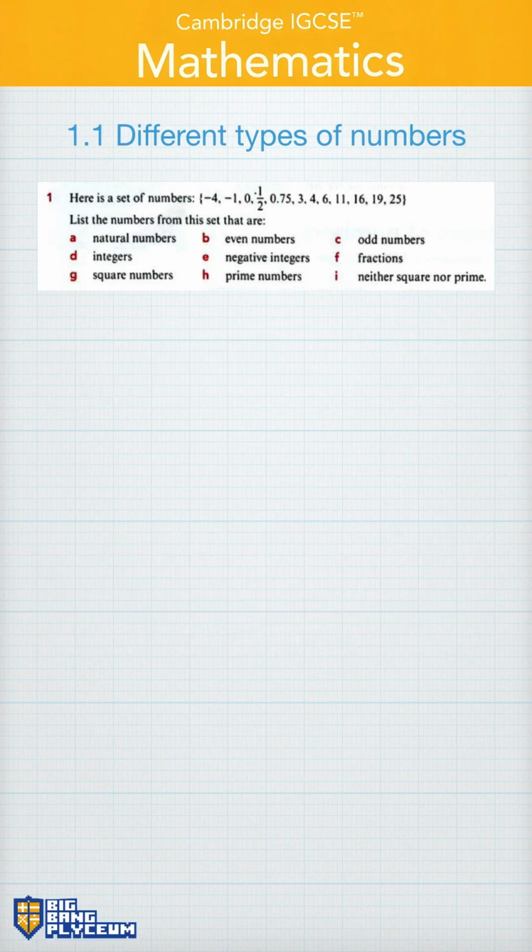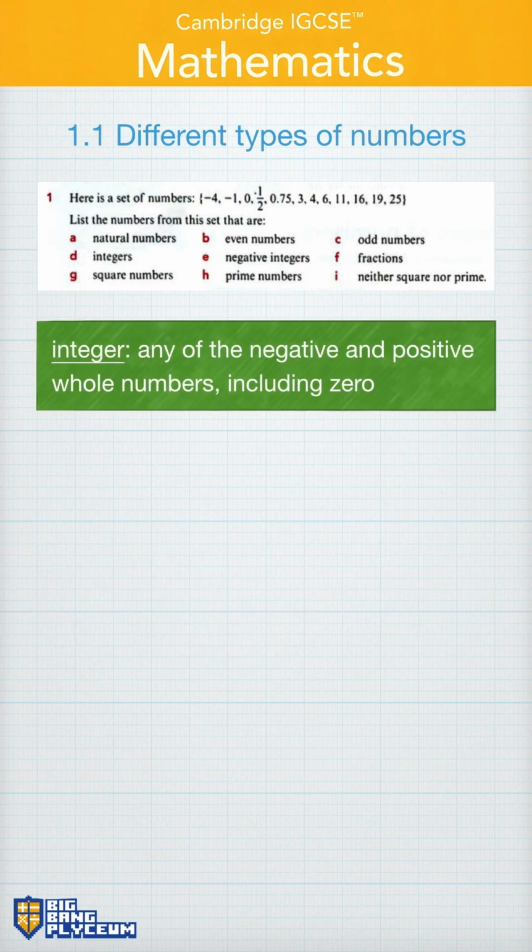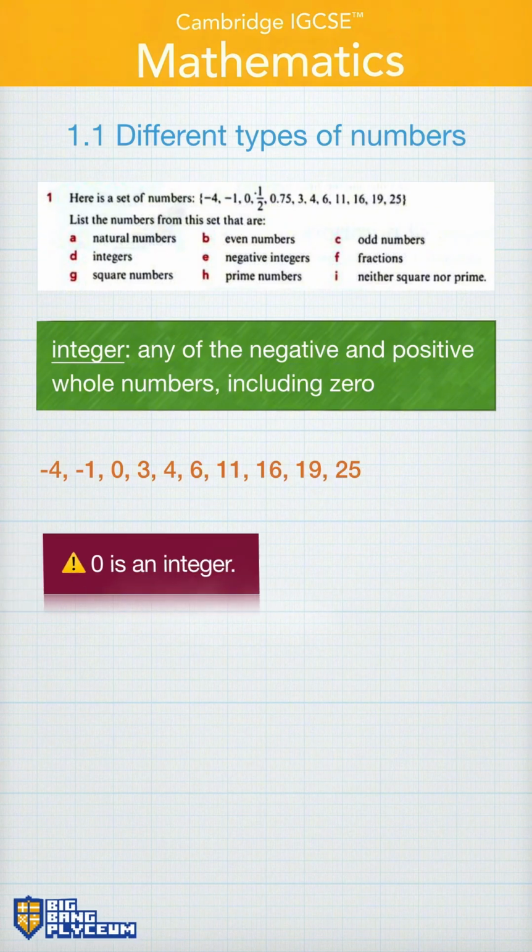Very good. Then, integer. What is an integer? Any of the negative and positive whole numbers, also including 0, all belong to integers. So we have these integers here. And pay attention that 0 is an integer because it doesn't have a fraction or decimal part.